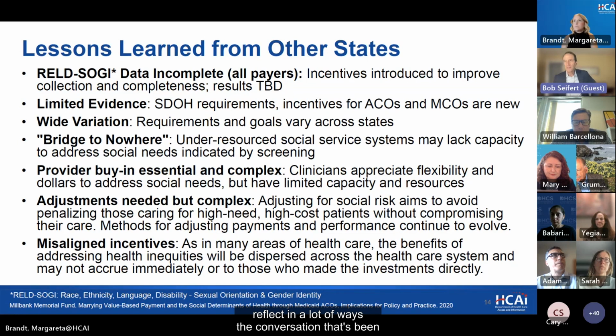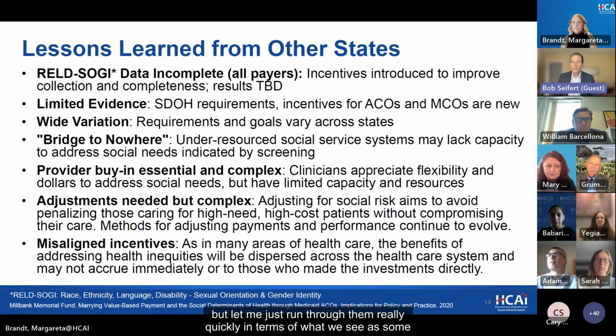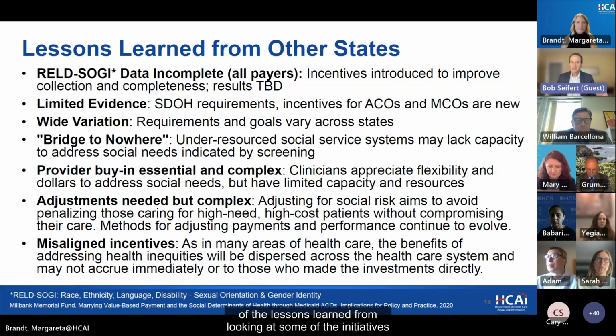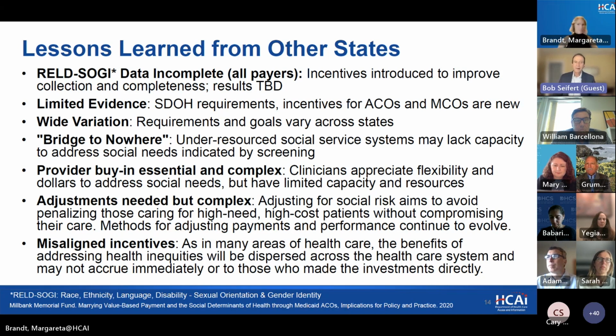reflect, in a lot of ways, the conversation that's been going on for the last 10 minutes. But let me just run through them really quickly in terms of what we see as some of the lessons learned from looking at some of the initiatives in other states, and providing some food for thought in California, which you're obviously already chewing on.